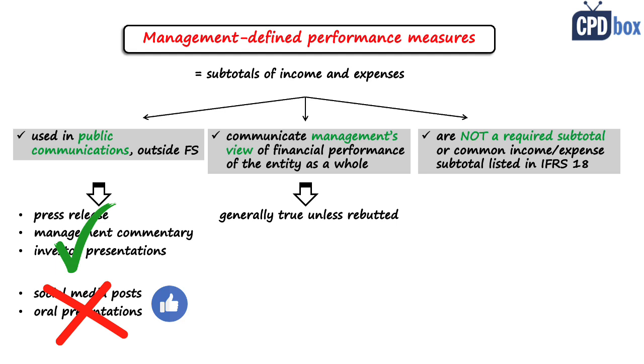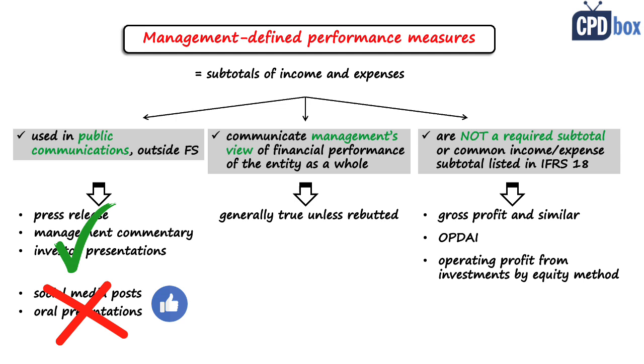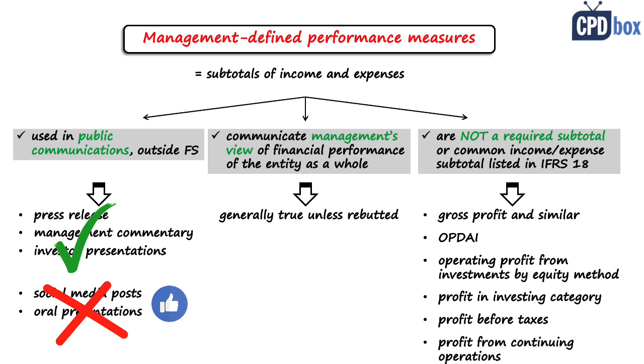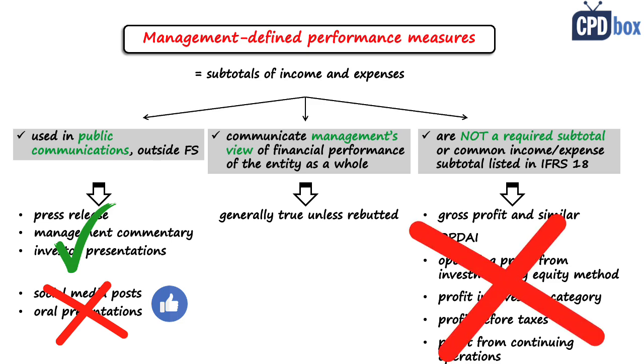So, as examples, gross profit or loss and similar subtotals like net rental income, operating profit or loss before depreciation, amortization, and impairments, operating profit or loss from investments by equity method, profit or loss in investing category, and those would be all income and expenses reported in that category, profit or loss before taxes, or profit or loss from continuing operations. Those are not MPMs because those subtotals are either required or permitted by IFRS 18 to present in the statement of financial performance anyway.